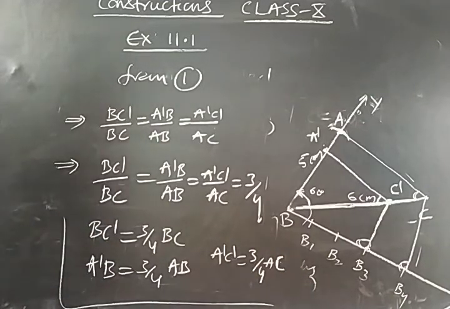Now we proved that BC dash is 3 by 4 of the first triangle's side BC, and A dash B, which is a side of the newly constructed second triangle, is 3 by 4 of the first triangle's side AB, and A dash C dash is 3 by 4 of the first triangle's side AC. Okay, this is the way to construct a similar triangle. So using these methods you can solve the remaining problems.